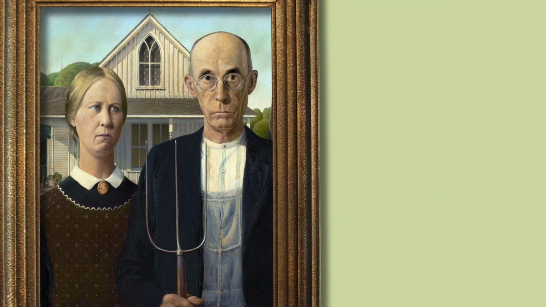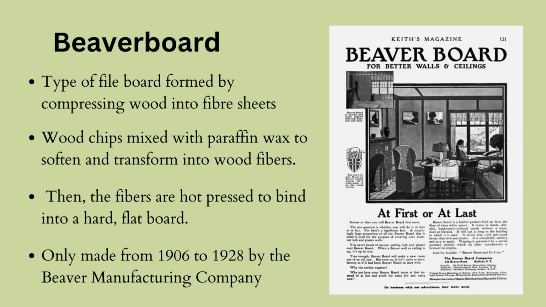Medium. The medium used to paint the American Gothic was oil on beaver board. Beaver board was a type of fiberboard formed by compressing wood into fiber sheets, usually used for buildings. White ochre wood chips are cleaned and mixed with paraffin wax to soften and transform into fluffy wood fibers. Then, the fibers are hot pressed into a solid board.